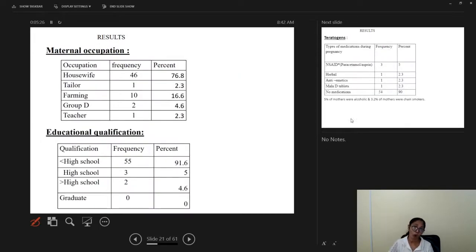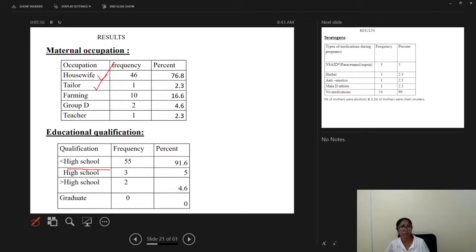The next is about occupation, because occupation also plays an important role in getting a neural tube defect. There are around 46 cases where the mother was a housewife, and in one case she was a garment factory worker, a farmer, and also a group D worker. The educational qualification of the mother is below high school, above high school, and graduate. So we have made this as.